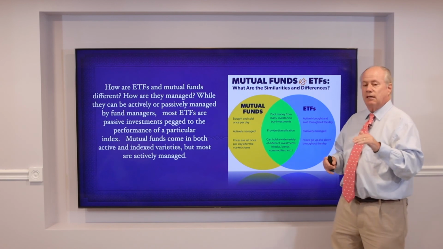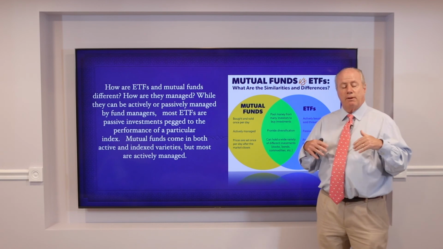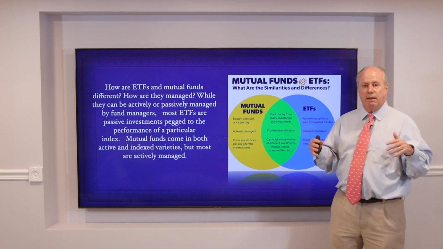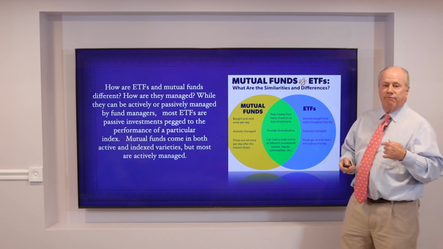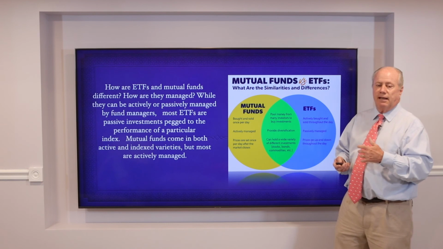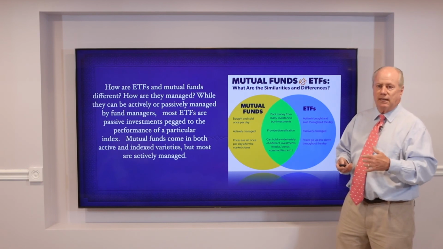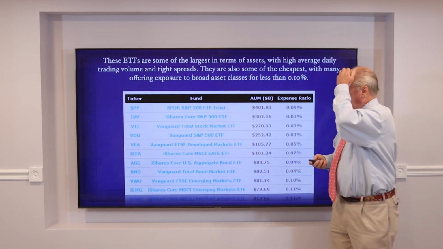Mutual funds, you only buy one time at the end of the day, and they're priced by the close of the previous day. And typically those mutual funds are actively managed. So that's the difference between an ETF and a mutual fund. Plus the fact that ETFs have much, much less cost to them, mostly because they're passively managed and not actively managed.